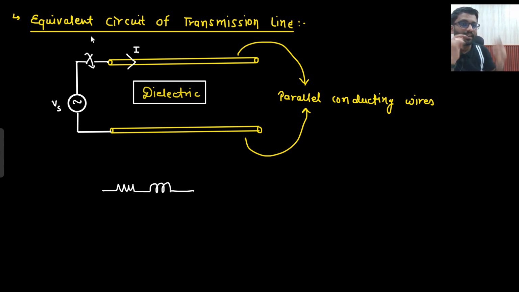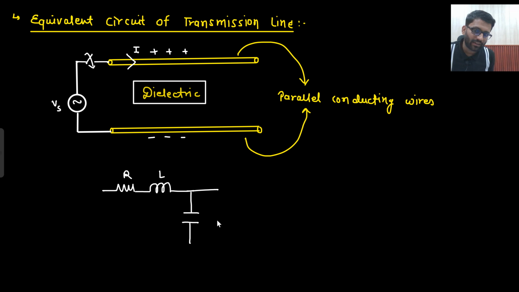So why did this R and L come into action? Because of this current. Now there are two wires. This will be having some positive charge, and this you can say it is having zero charge, or some negative charge. Two plates separated by some dielectric. That means it will have some capacitance, and if there is some capacitance, then certainly some conductance will also come into action. There you go. This is one of the equivalent circuits of your transmission line.